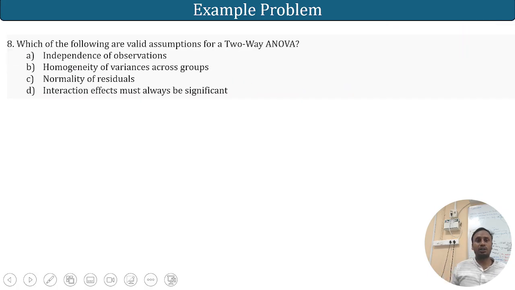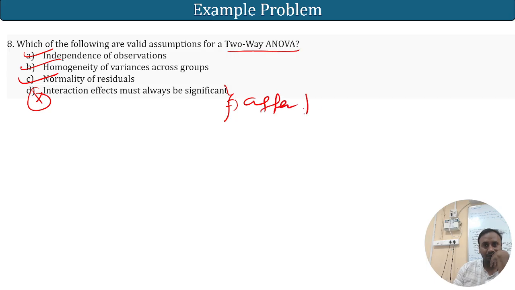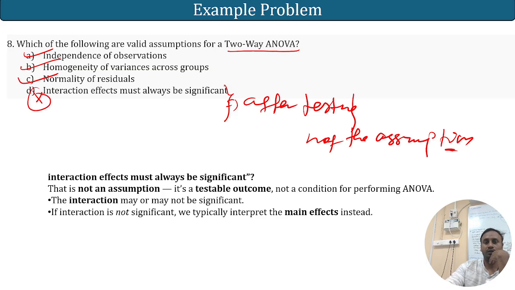We'll go to the next. Two more questions will be there. What are the following assumptions for the two-way ANOVA? Homogeneity will be there? Yes. Normality will be there? Yes. This is not an assumption; these are properties, or they have to do it after the test. So interaction must always be significant is not an assumption, it's a testable outcome, not a condition for performing ANOVA.